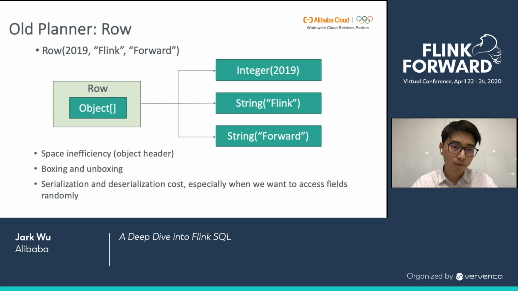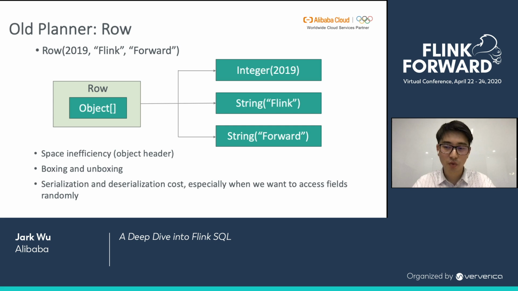Look at this example. If we have a row consisting of 3 fields, one integer followed by 2 strings, it's actually backed by a very simple Java object array, because we have to pay some cost on Java object headers and so on. Such a simple row will easily cost more than 100 bytes in JVM memory. So it's not efficient for space. Furthermore, if we want to access some fields from it, we have to pay the cost of boxing and unboxing. Last but not least, we actually face a lot of serialization and deserialization when randomly accessing.